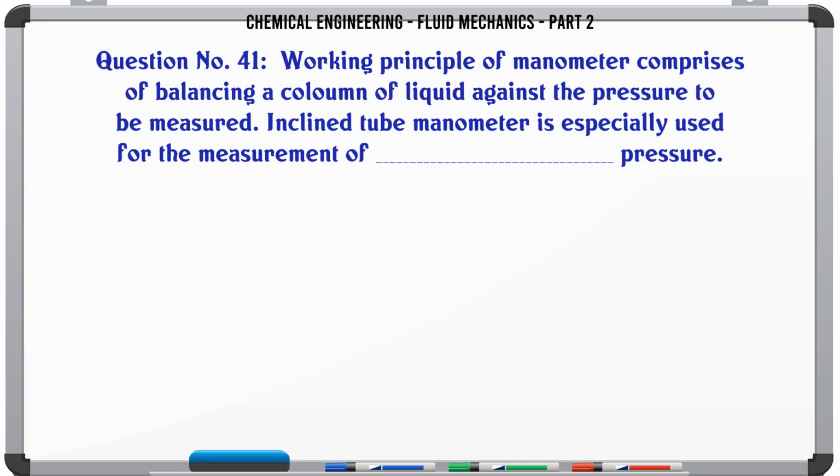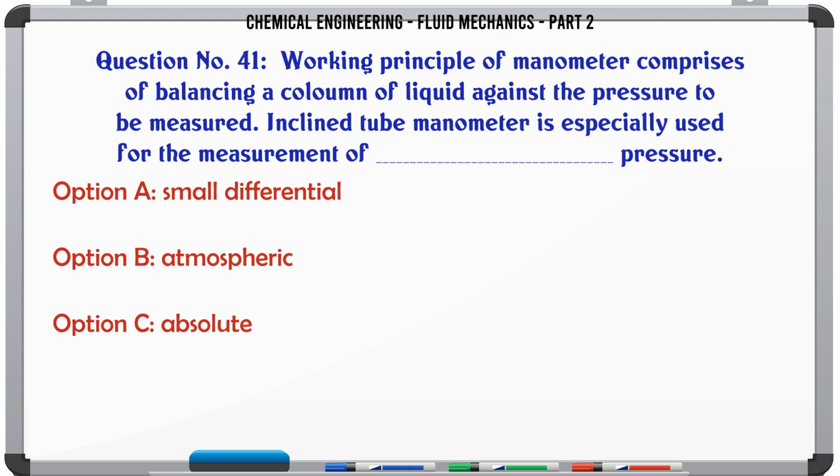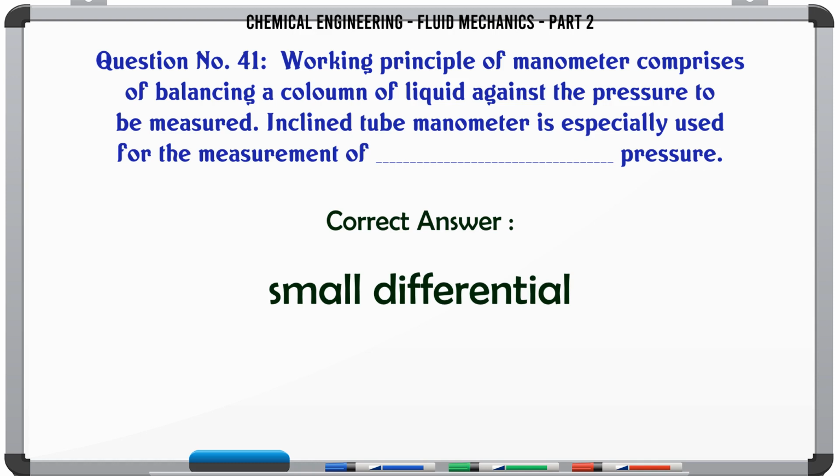Working principle of manometer comprises of balancing a column of liquid against the pressure to be measured. Inclined tube manometer is especially used for the measurement of pressure. A. Small differential. B. Atmospheric. C. Absolute. D. Gauge. The correct answer is small differential.